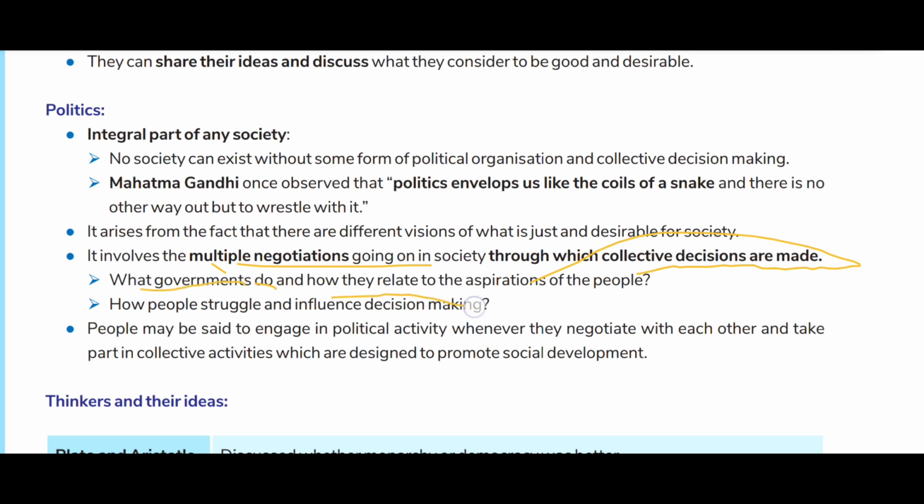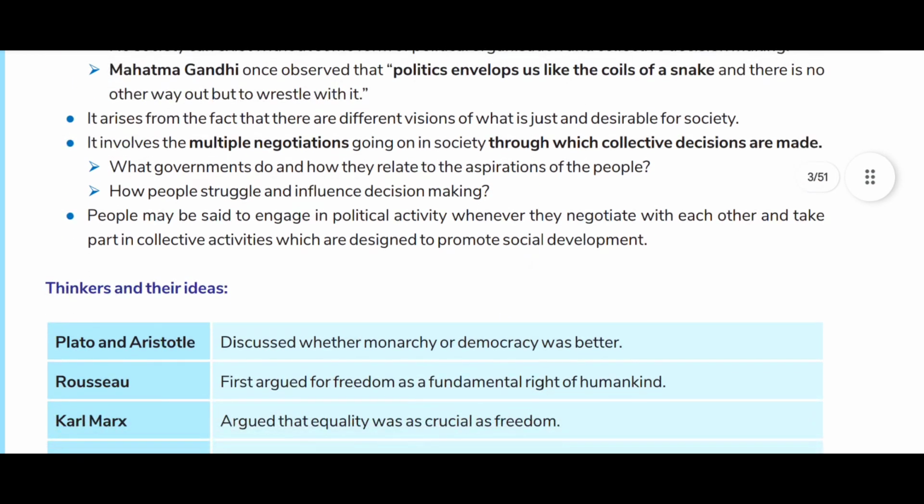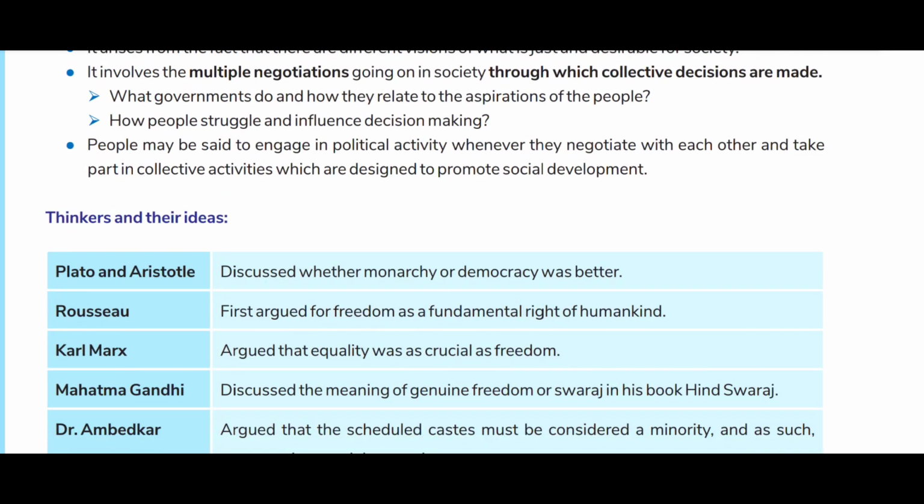What governments do and how they relate to the aspirations of the people. How people struggle and influence decision making. People may be said to engage in political activity whenever they negotiate with each other and take part in collective activities which are designed to promote social development.